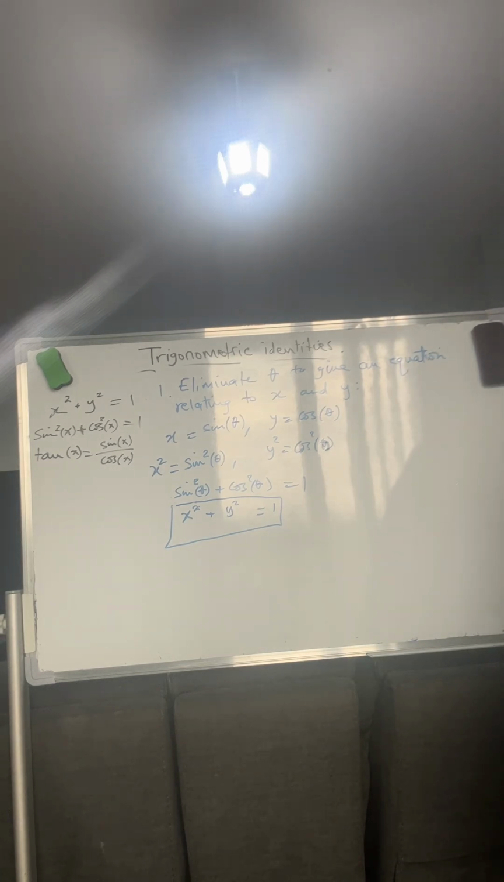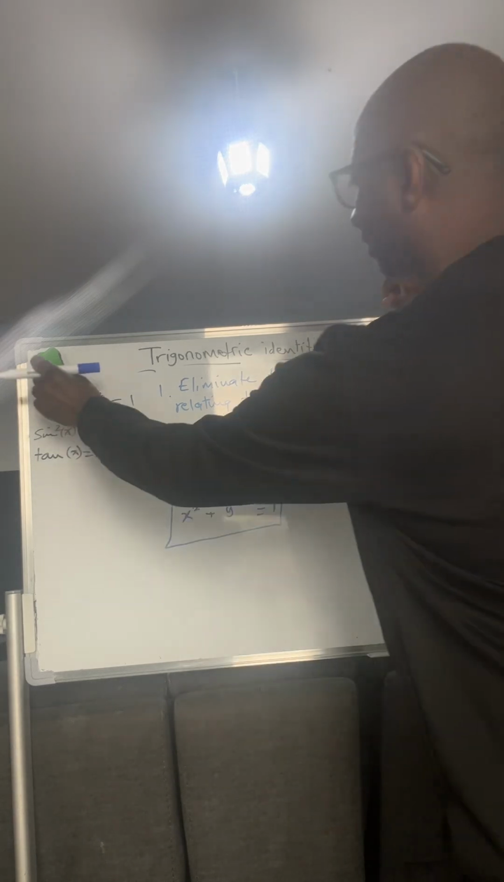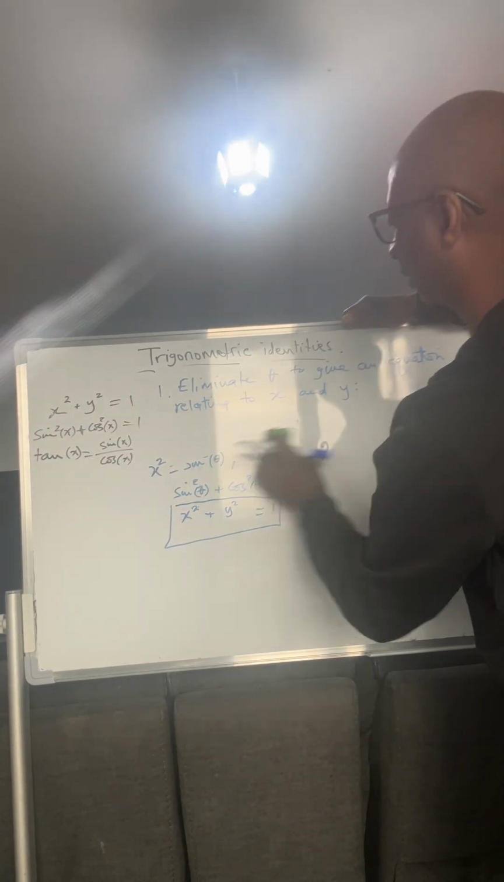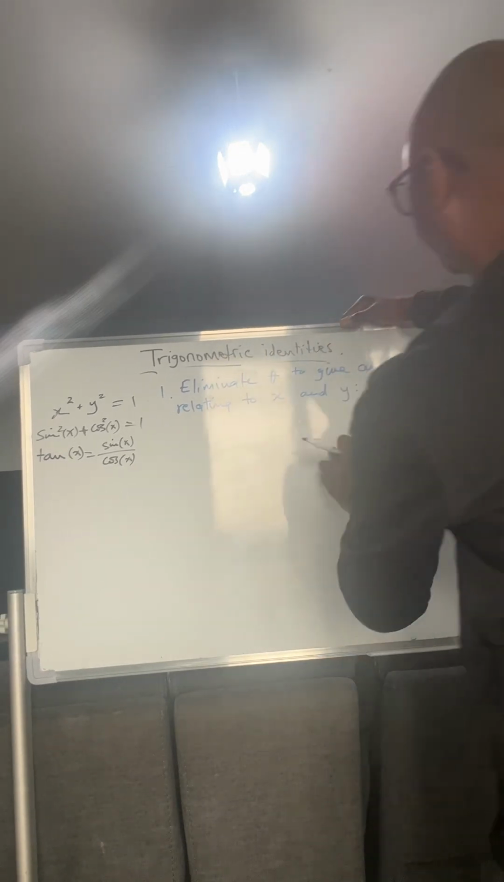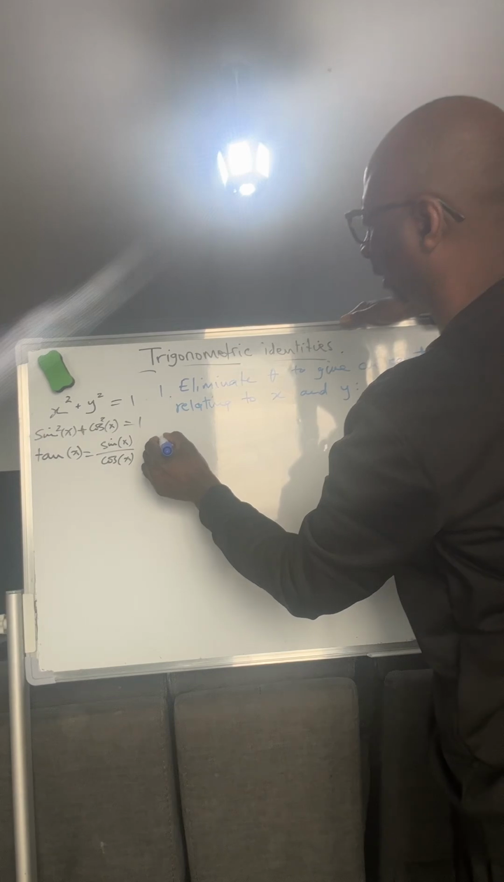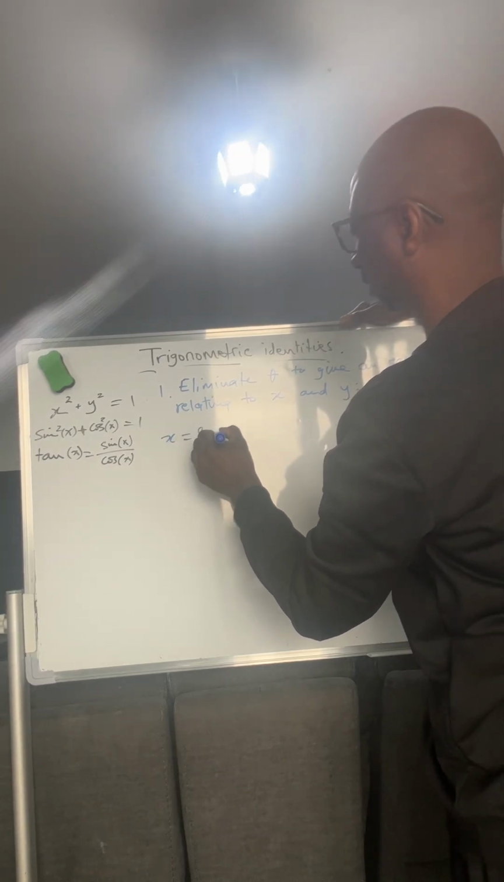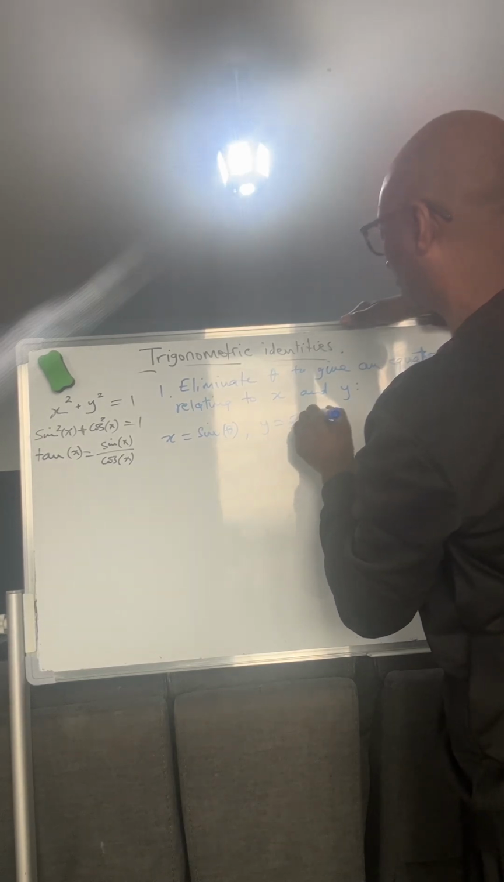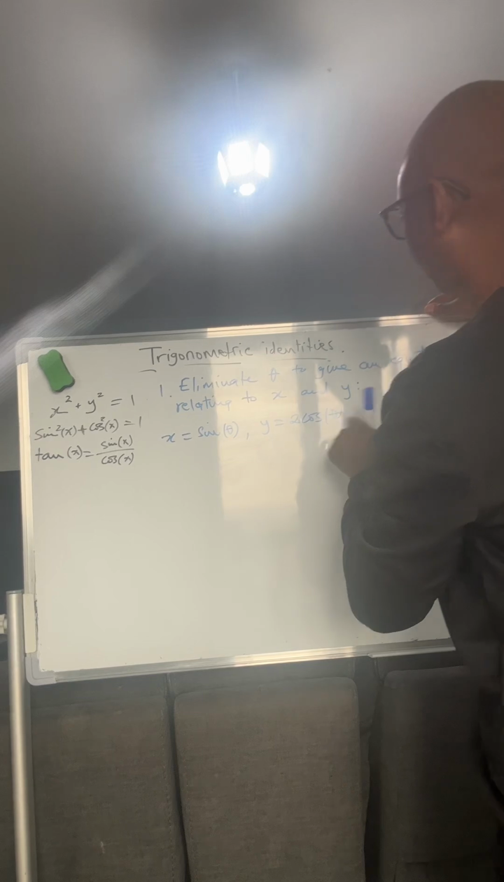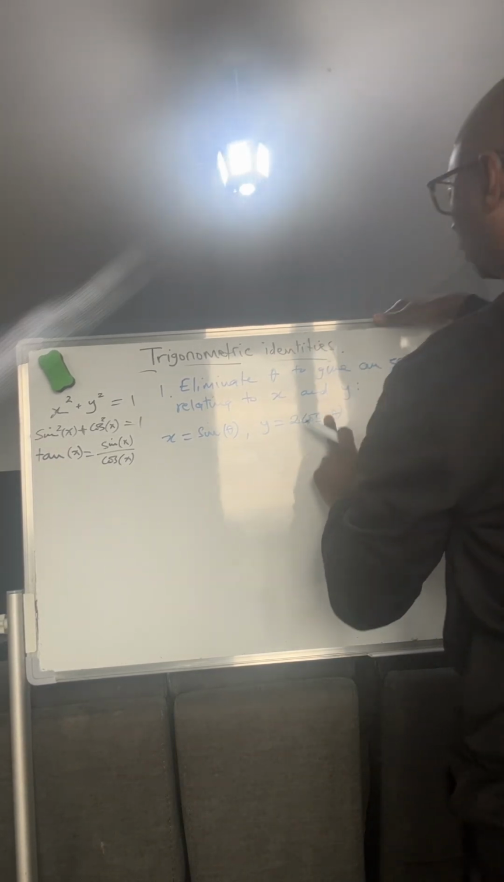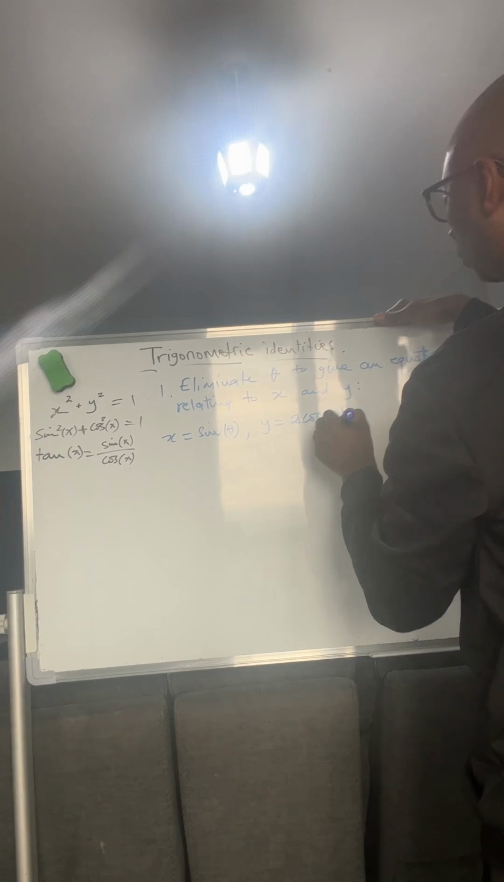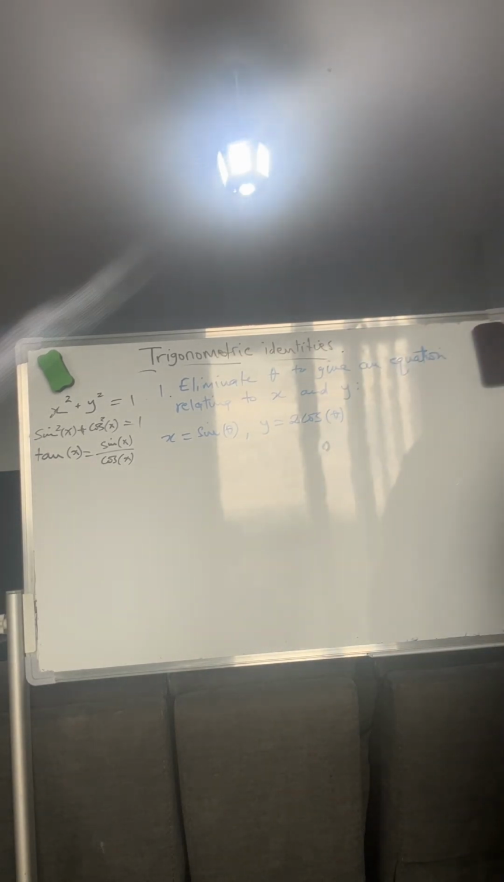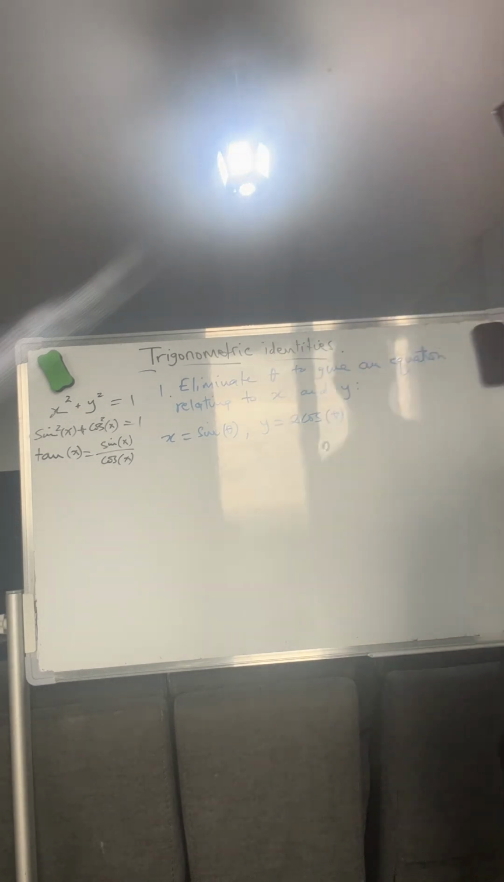The second problem says, now x equals sine theta and y equals 2 cos theta. Let me take this off so that we'll have space. X equals sine of theta, y equals 2 cosine of theta. That's what the second problem says.